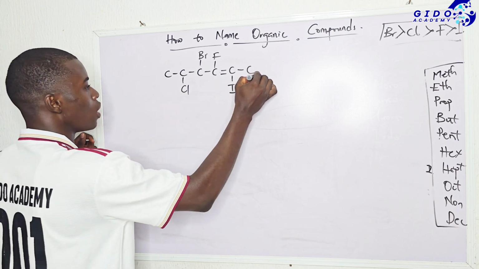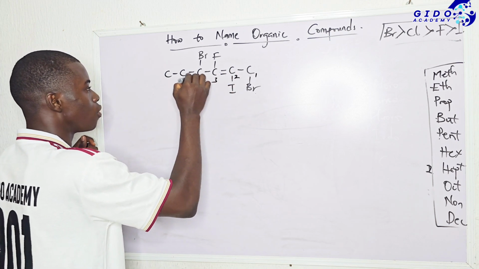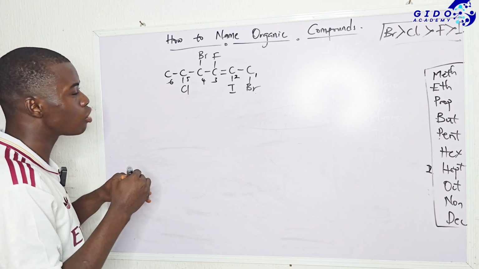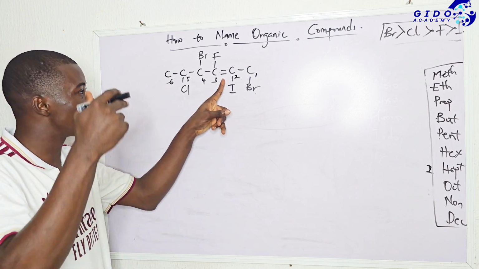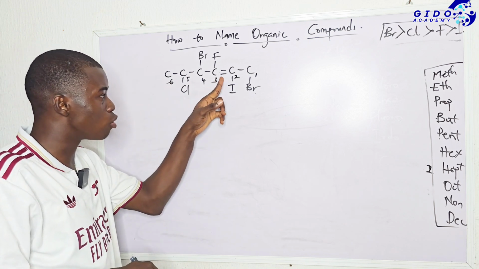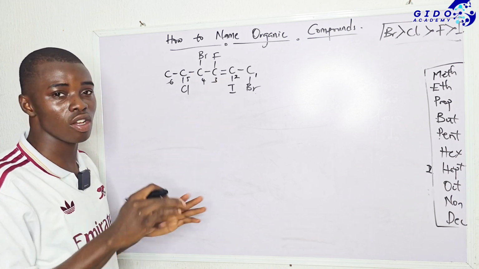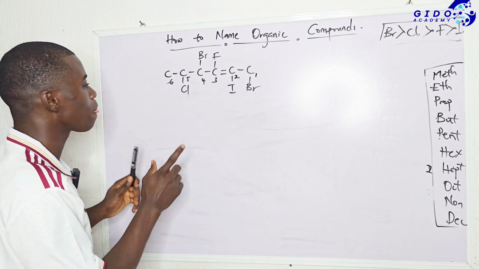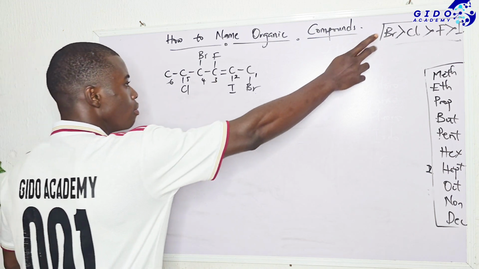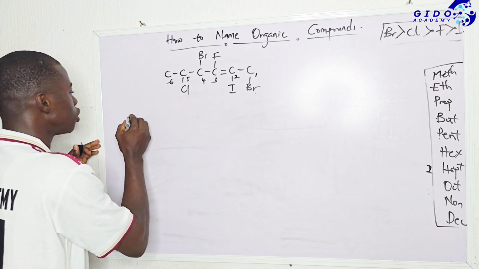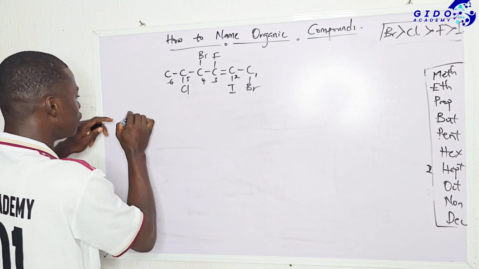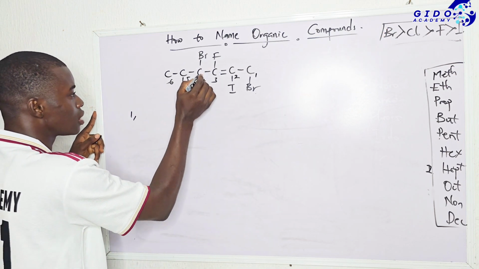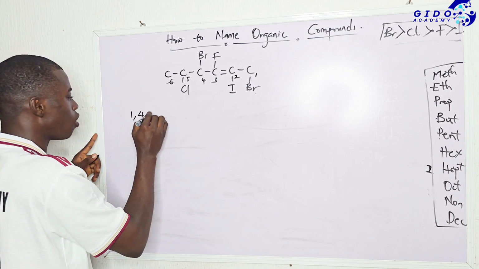So let's number 1, 2, 3, 4, 5, 6. So if you have a double bond in your structure, you are expected to work with the position of the double bond. If you have triple bond, it's the same thing. Single bond, you now start counting. So the work should be starting with bromine. What is the position of bromine? Bromine is located in 1. Any other bromine again? Yes. 4. 1, 4.